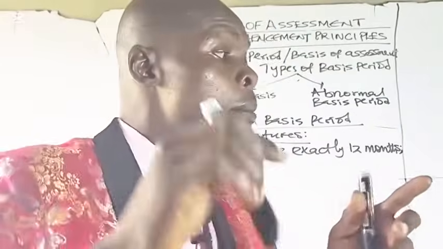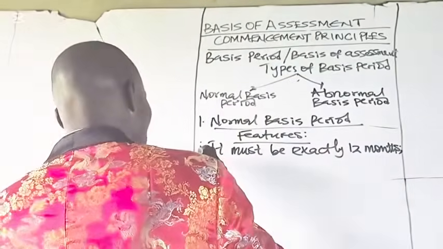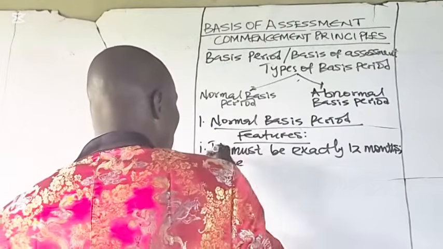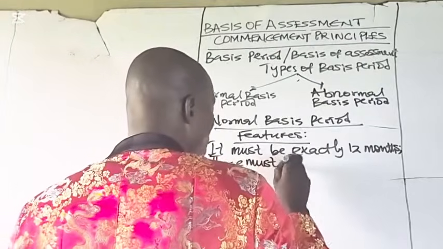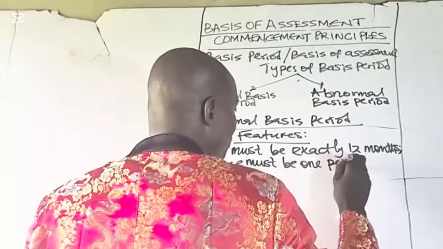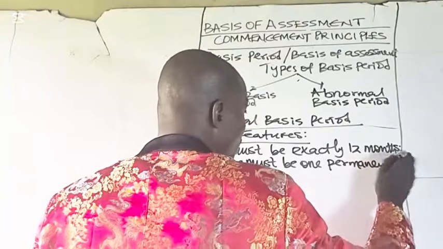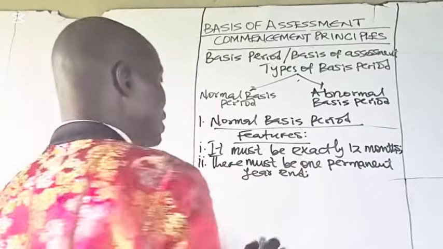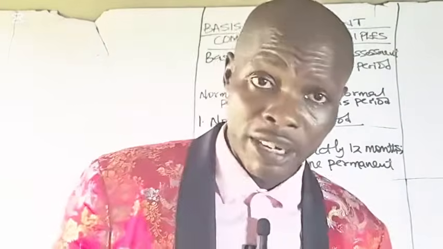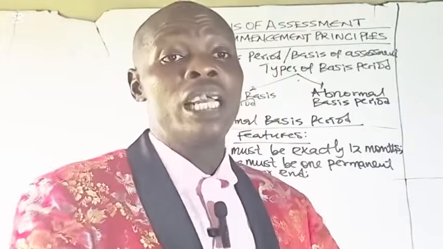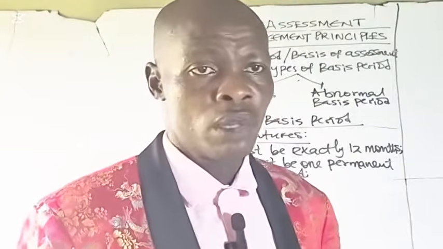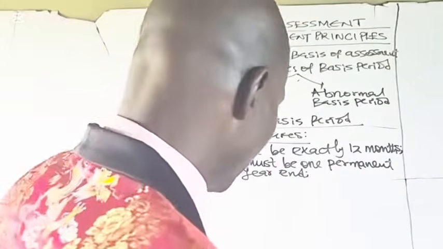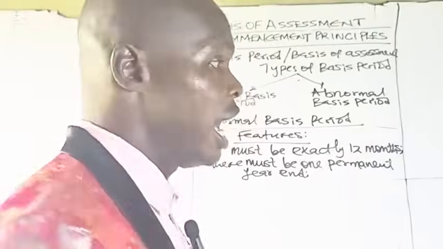Two, there must be one permanent year end. So what that means is that if the year end is June of every year, then in that basis period, the year end throughout will be June. You can't have June in one of the periods and December in another. No, everything must be one year end.